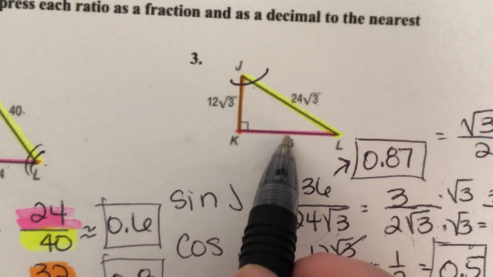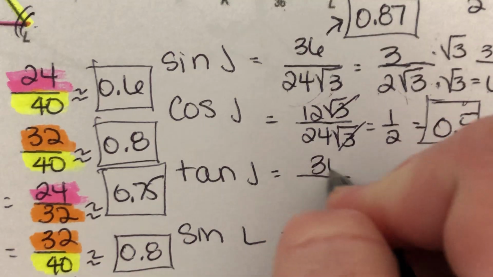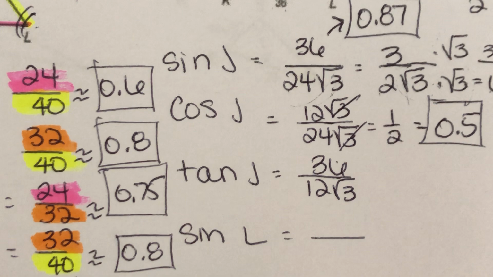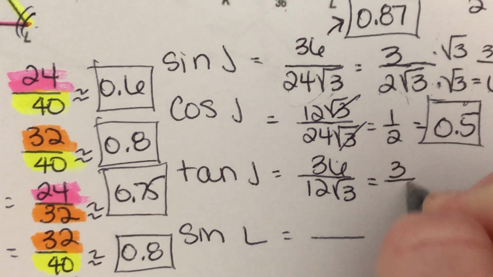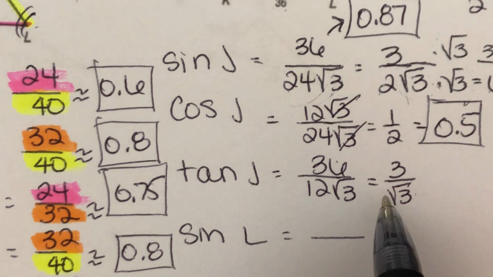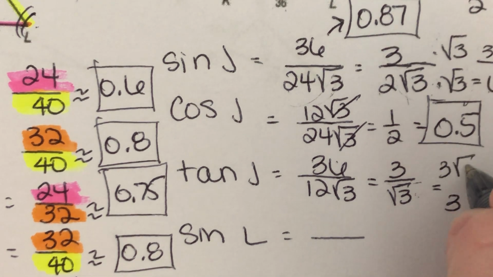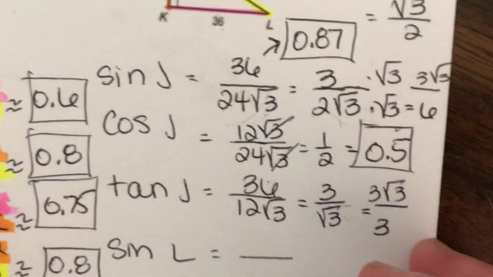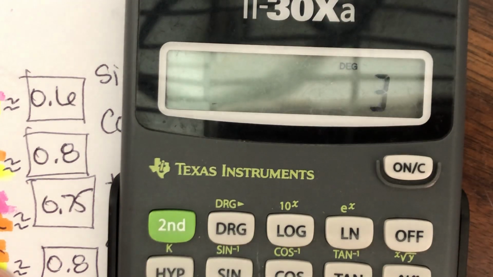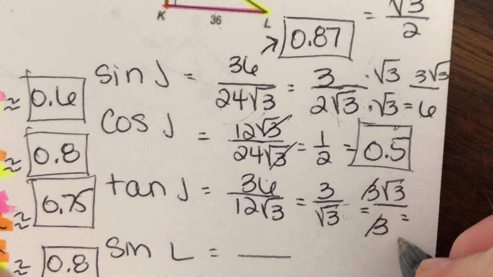Okay, and then lastly, tangent of J. Tangent is opposite over adjacent, so 36 over 12 and a third. And 36 divided by 12 is 3, so I get 3 over a third. Can multiply the top and the bottom both by square root of 3. Square root of 3 times square root of 3 just becomes 3. And then the 3's cancel, so I'm left with square root of 3, which is 1.73. I have to round to the nearest hundredth, so I get 1.73.